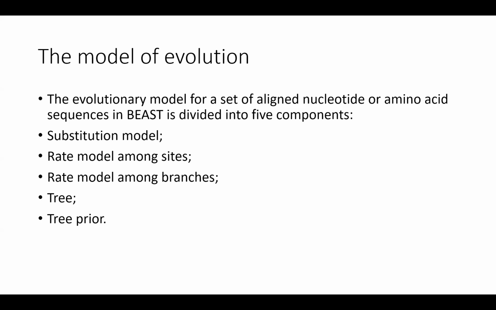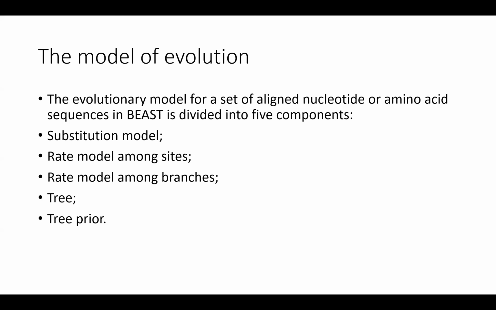The evolutionary model for a set of aligned nucleotide or amino acid sequences in BEAST is divided into 5 components. For each of these, a range of possibilities are offered, and thus a large number of unique evolutionary models can be easily constructed. These components are: substitution model. This is a homogeneous Markov process that defines the relative rates at which different substitutions occur along a branch in the tree. Rate model among sites.